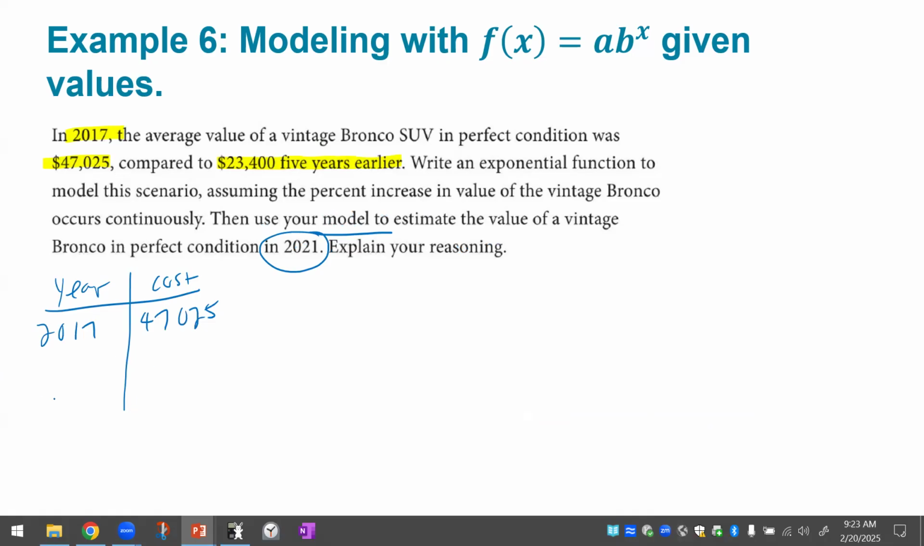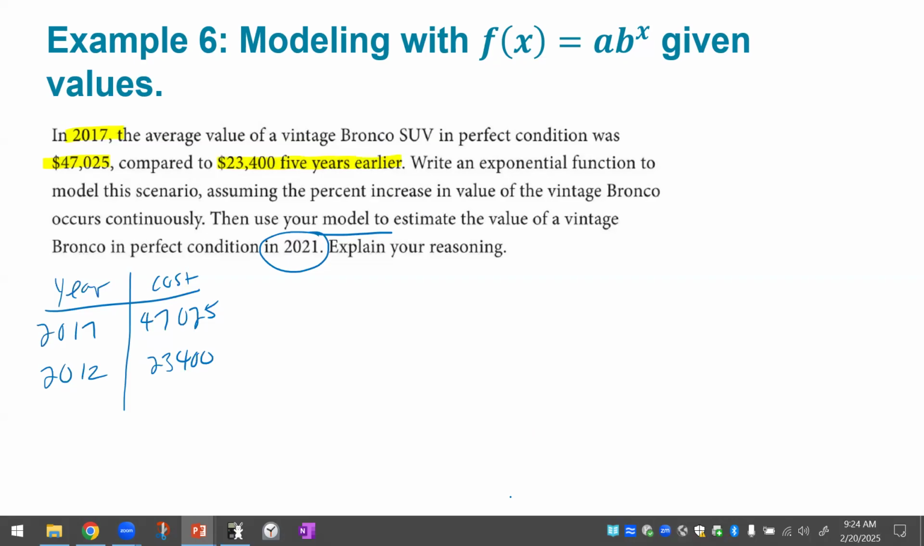5 years earlier, so 5 years earlier than 2017 is 2012. So in 2012, it was only worth 23,400. This Bronco must have been in a movie or something, I don't know what else would make it increase that much. And he wants to write an exponential model.